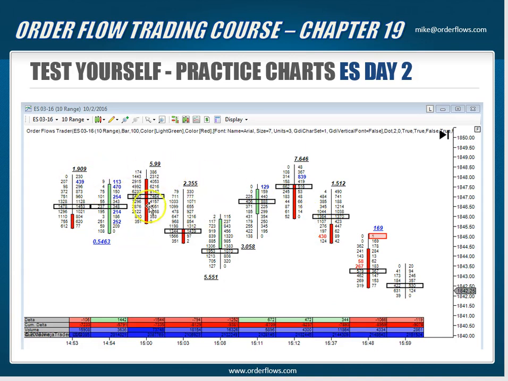Then we come into the cash close. We're sideways. At the cash close, you get the most volume, 73,000. And then the market just sort of tails right off. And that's it for the day.